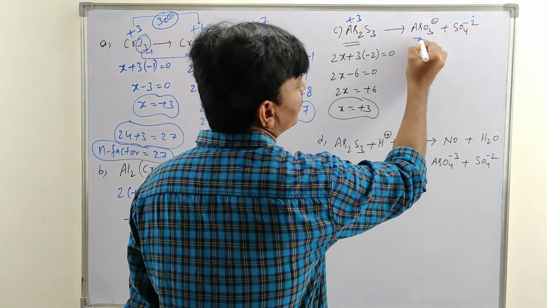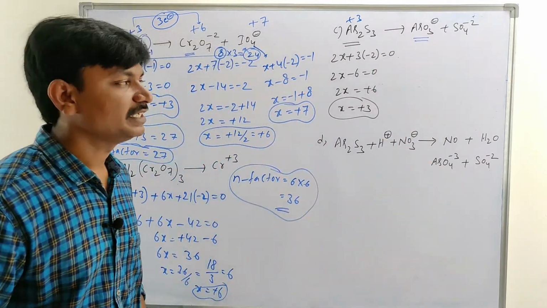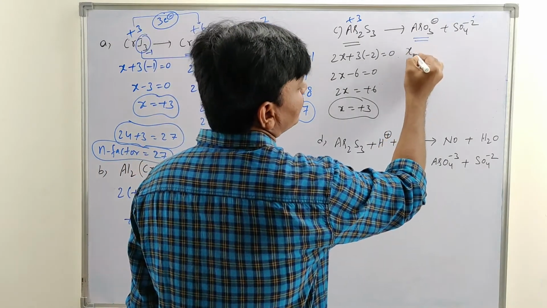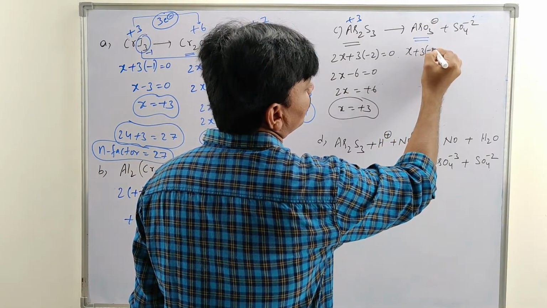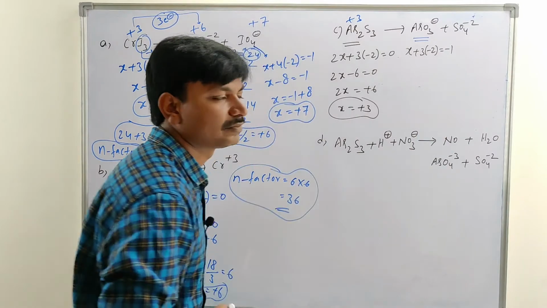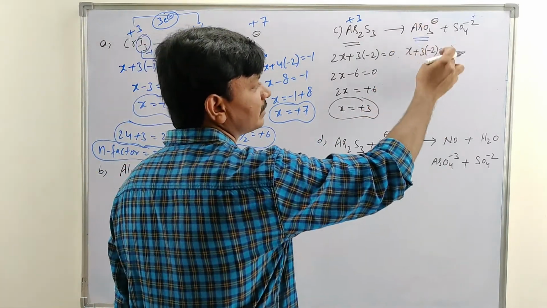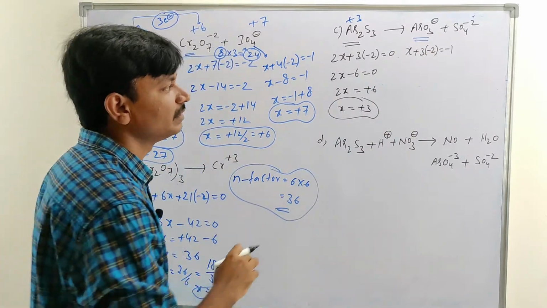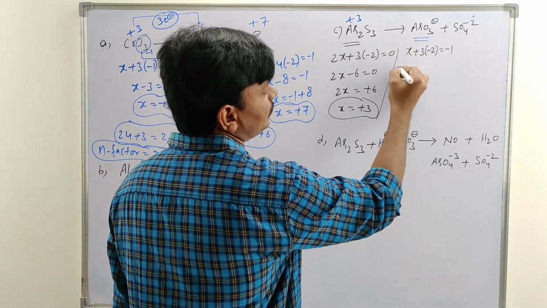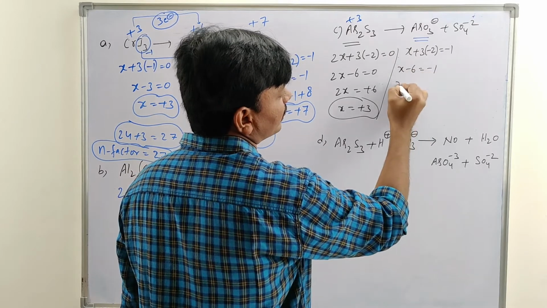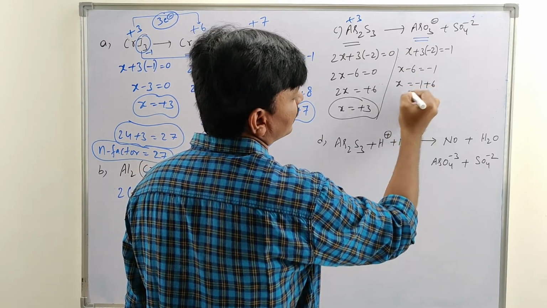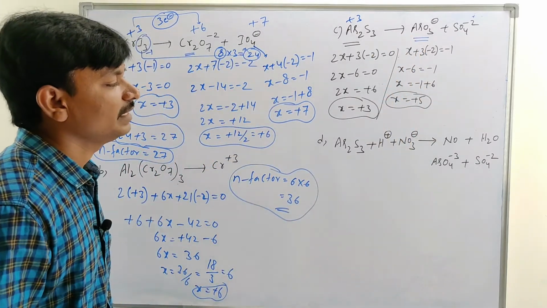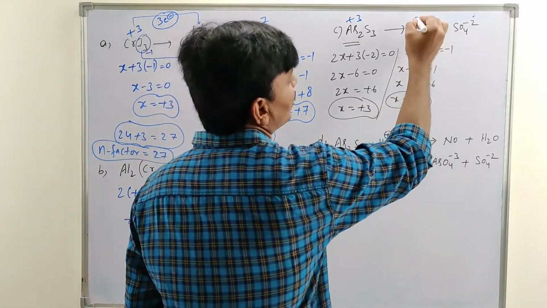Now arsenic oxidation number in AsO3 minus: arsenic is X plus 3 into minus 2 equal to minus 1. Okay, here charge is there, that is minus 1. Each oxygen oxidation number will be minus 2, that's why 3 into minus 2. Okay, X minus 6 equal to minus 1. X equal to minus 1 plus 6. X equal to plus 5. Okay, here arsenic oxidation number will be plus 5.